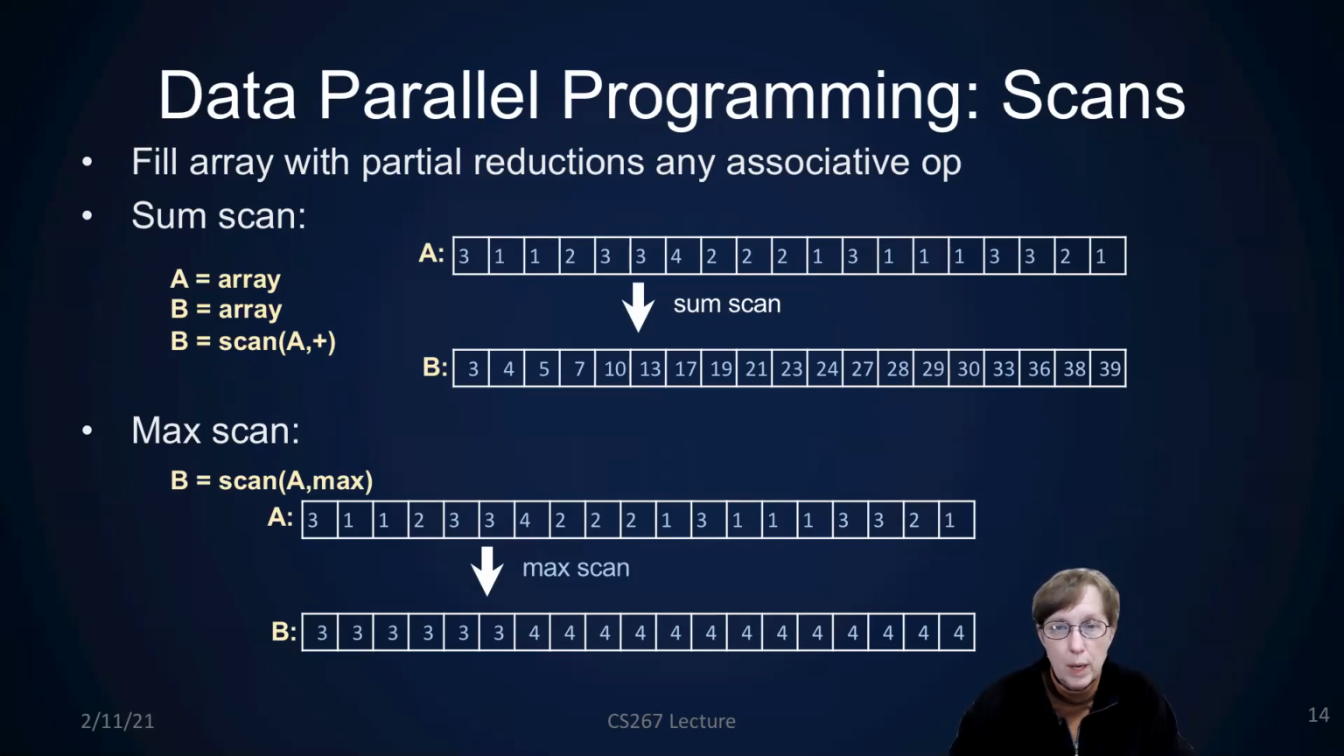So if we've got this array A with the values that are shown here, 3, 1, 1, etc., and we do a sum scan on that, and this is what we call an inclusive sum scan. So the first element is just the sum of the first element, which is just the 3, and the second one is the sum of 1 and 2, and so on.